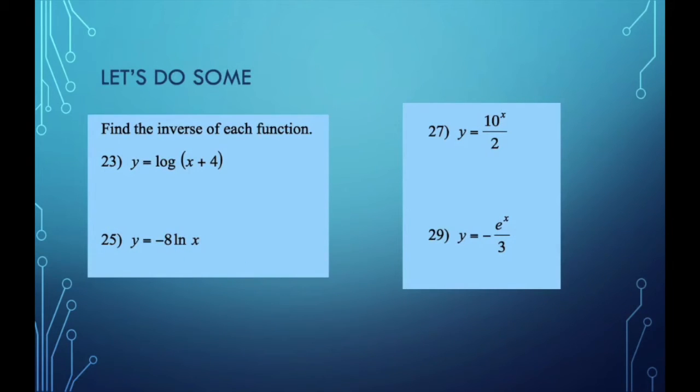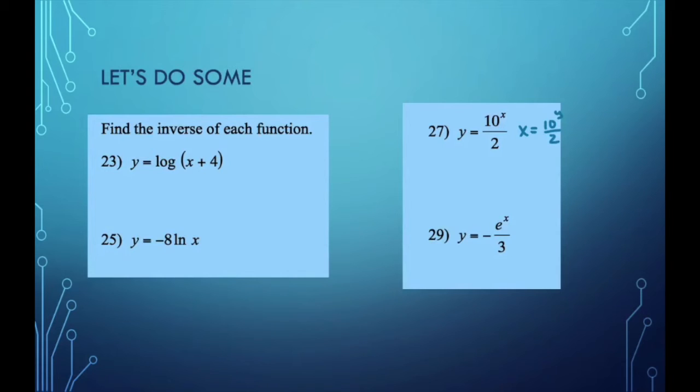Now the 27 and 29 don't have logs at all. But the inverse of an exponent is a log, so you will end up with a log. We're going to switch the x and the y. I will have x equals 10 to the y over 2.